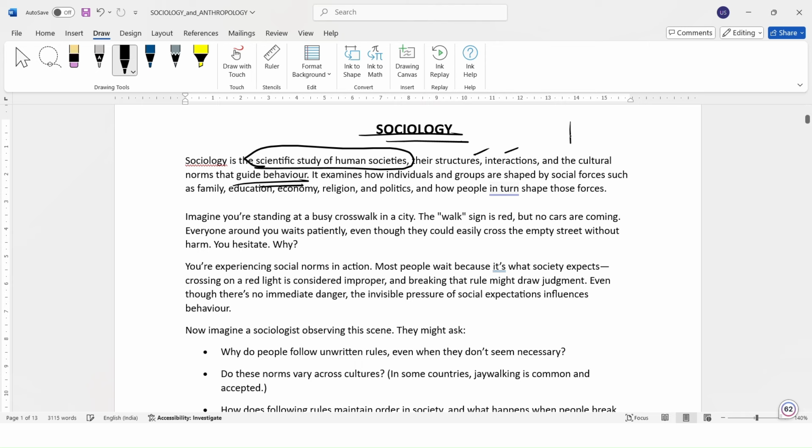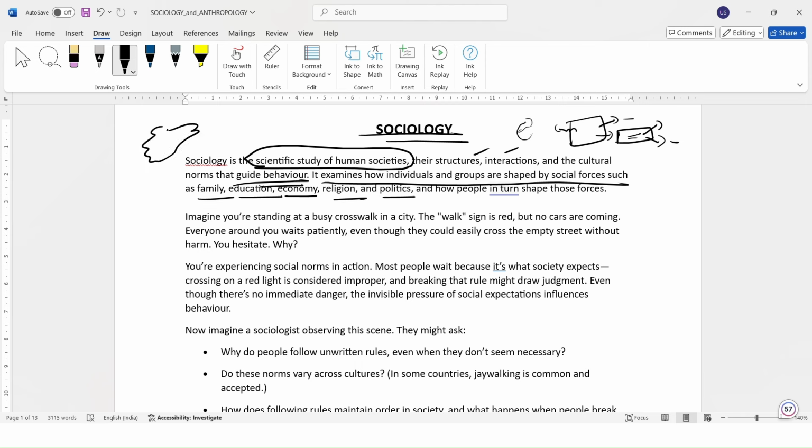For example, in Indian society, what is the kinship model? What is the stratification of the society on the basis of class and caste, the dynamics of the society, and the interrelationship between different elements of the society? As it says, it examines how individuals and groups are shaped by social forces such as family, education, economy, religion, politics, etc. For example, in India there is a lot of family focus, so we do a lot of things because family says so, or family asks us to do. That is basically what sociology is.